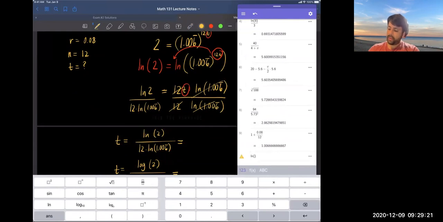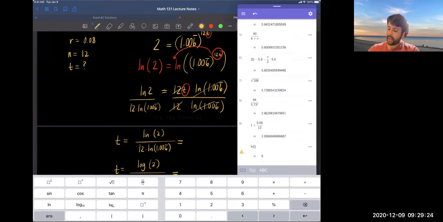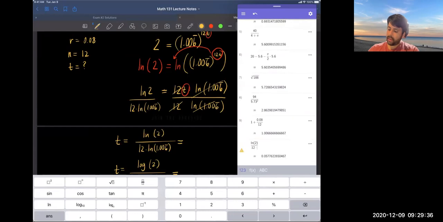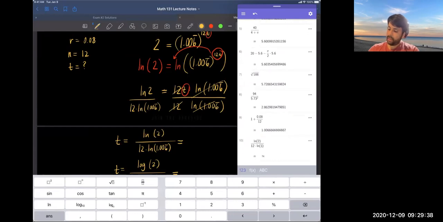So ln of 2 divided by 12 times ln of 1.006. I'm going to approximate with this, and this is 9.65 and so on. So in roughly 9.5, 9.6 years, that's how long it would take.